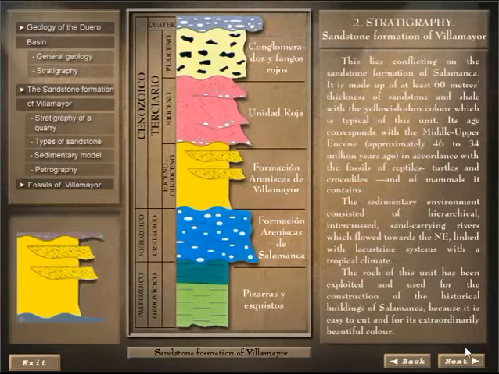The sedimentary environment consists of hierarchical, intercrossed, sand-carrying rivers, which flowed towards the northeast, linked with lacustrine systems with a tropical climate. The rock of this unit has been exploited and used for the construction of the historical buildings of Salamanca, because it is easy to cut and for its extraordinarily beautiful color.